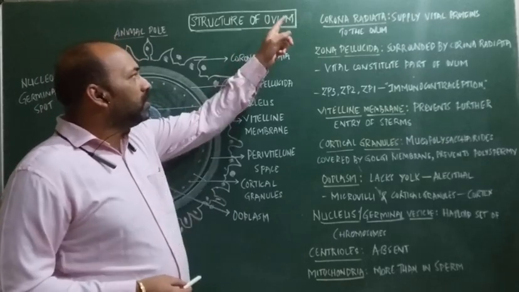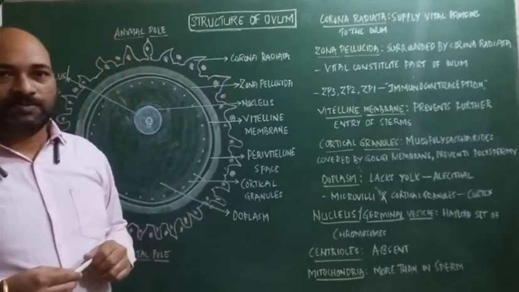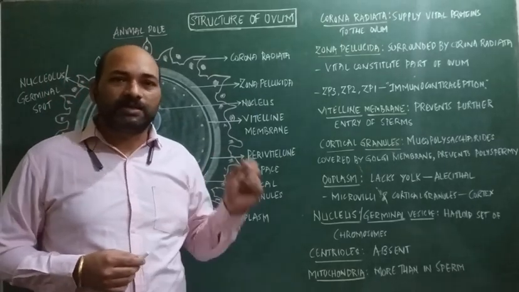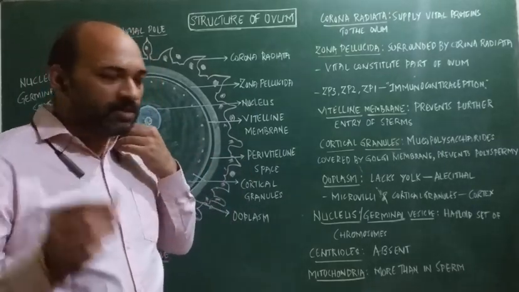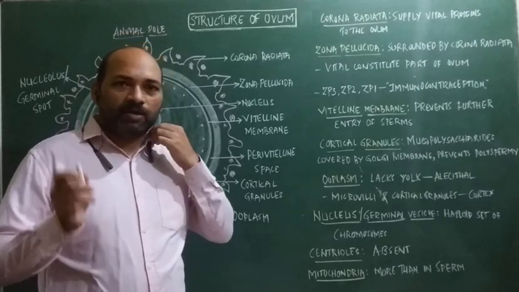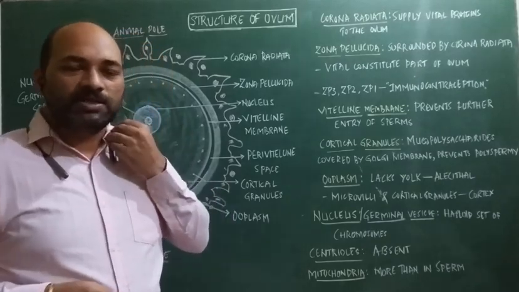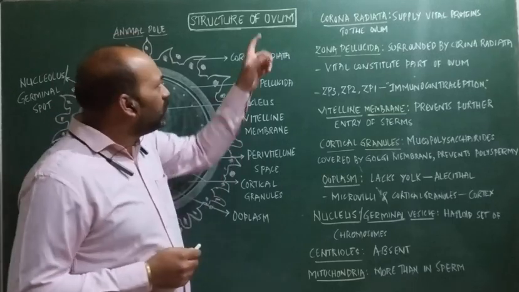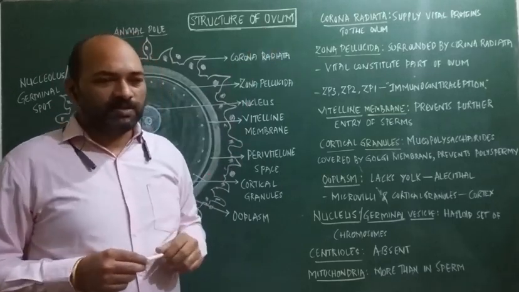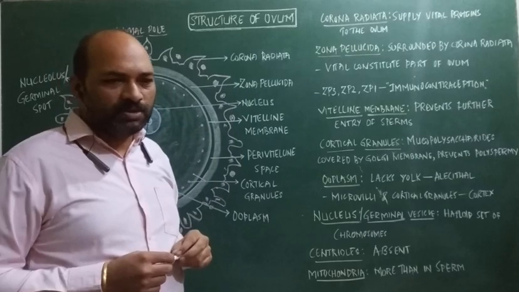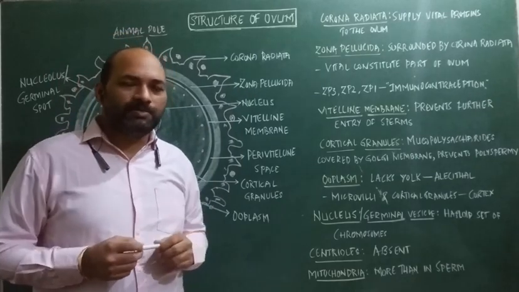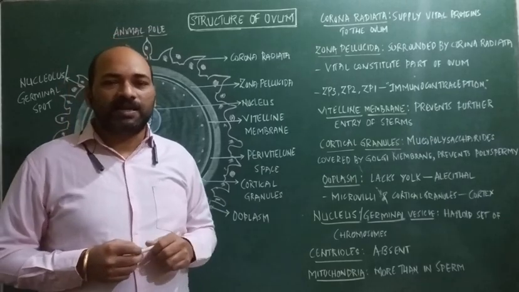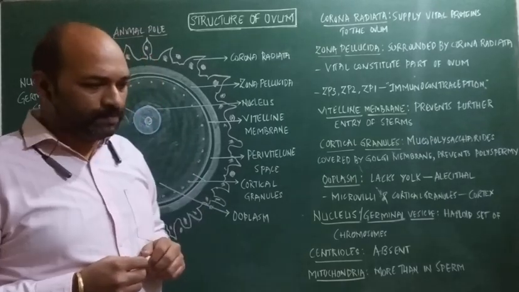The ova or the egg cell lacks yolk, hence it is called alecithal. Remember this point: the human egg or egg cell or ovum is called alecithal because it lacks yolk. The ova is extremely minute, 0.1 millimeter in diameter, and is said to be the largest cell in the human body.